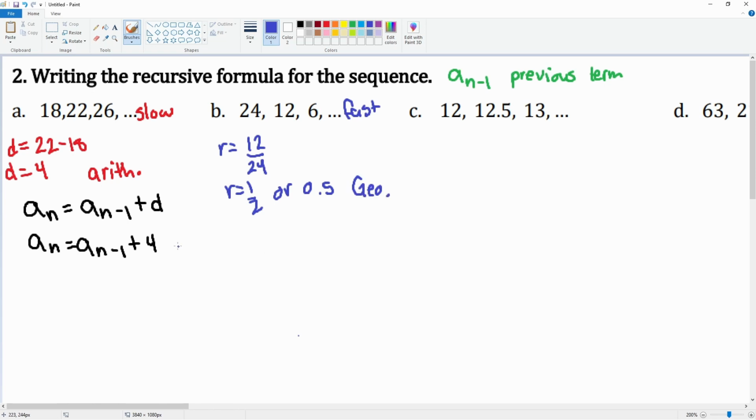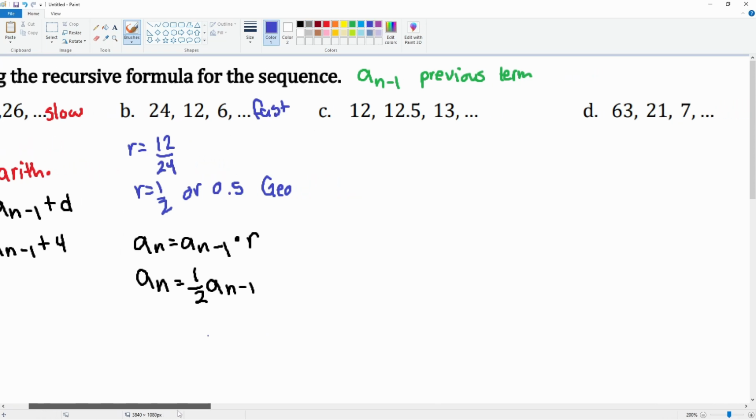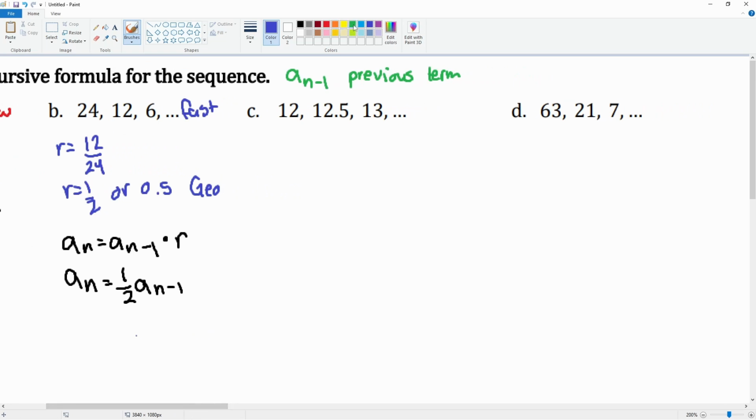This is geometric. So the recursive formula would be an is equal to the previous term, an minus 1, times the common ratio. So it would be an equals 1/2 times the previous term. They like writing the common ratio in front. Okay, so there you go. That would be the recursive formula for B. Let's take a look at the next one.